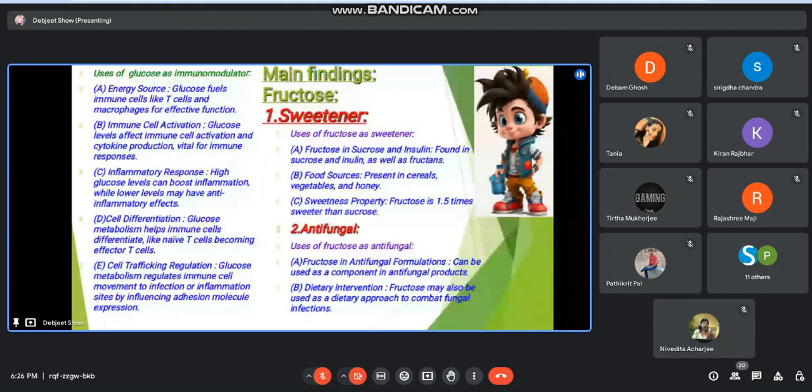Fructose in sucrose and inulin, found in sucrose and inulin as well as fructans. Food sources: present in cereals, vegetables and honey. Sweetness property: fructose is 1.5 times sweeter than sucrose.